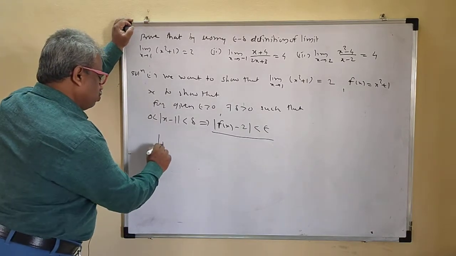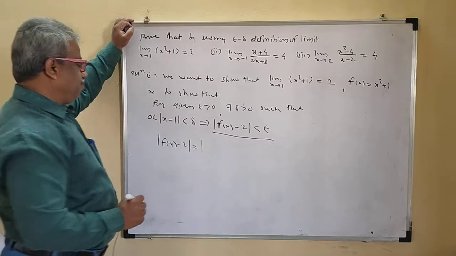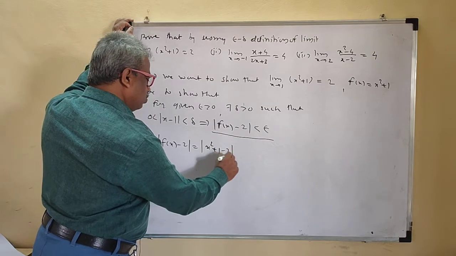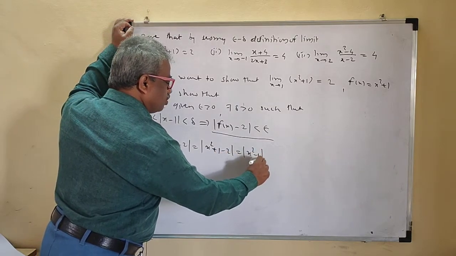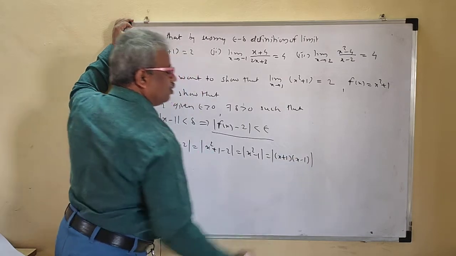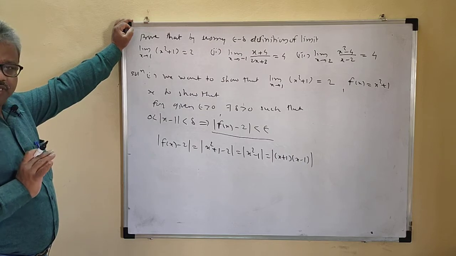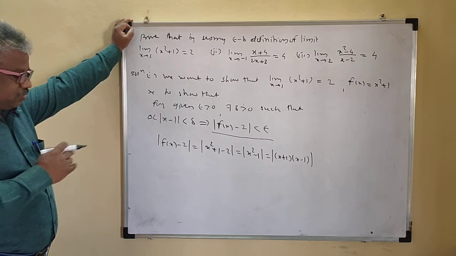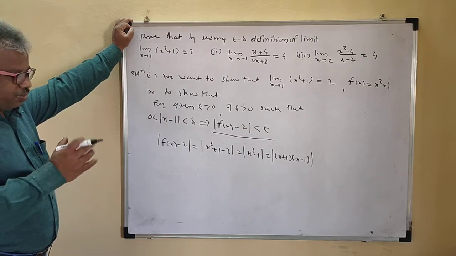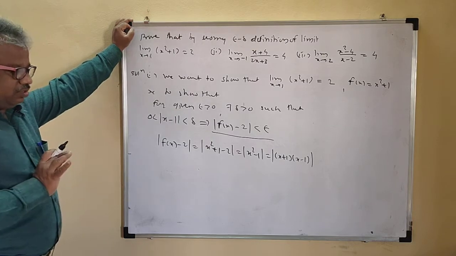Okay, so we'll do this: mod of f of x minus 2. So this is what, mod of, your f of x is x square plus 1, minus 2. So this is x square minus 1, and this is nothing but mod of x plus 1 into x minus 1. See, you got here x minus 1. If you don't get x minus 1, then there is a mistake, so check your calculation once again. Okay, so now we got this, naturally we got this x minus 1 there. So now this is less than epsilon is not doing.